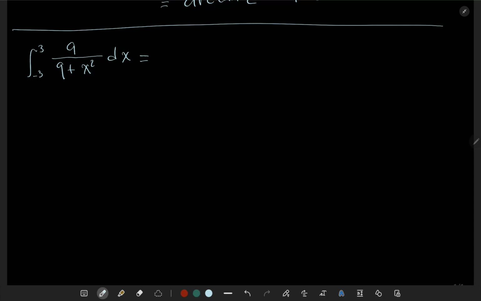All right, this one will not require much of a, if any, actually no u-substitution. We're going to use the formula that we were given directly, because this becomes 9 times the integral from -3 to 3 of dx over 9 plus x squared. And maybe this 9 would be a good idea to write as a 3 squared, so that our formula looks exactly like what we had above.